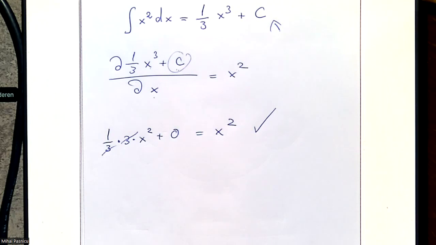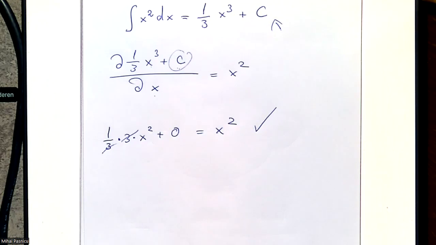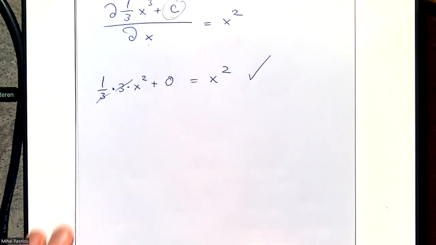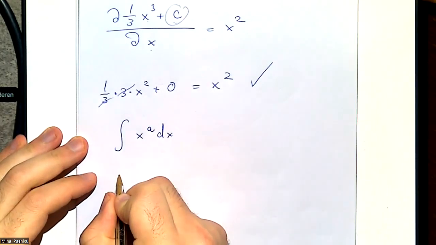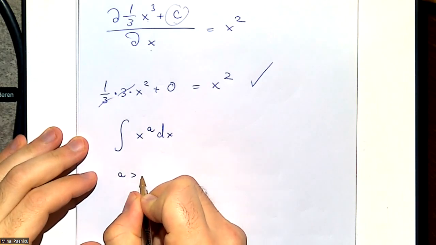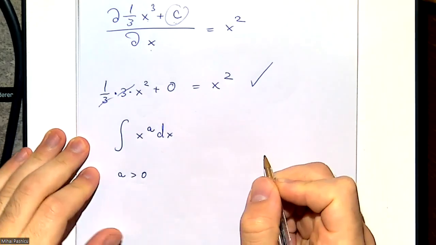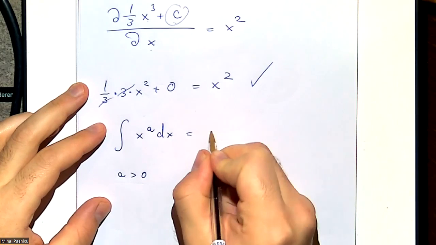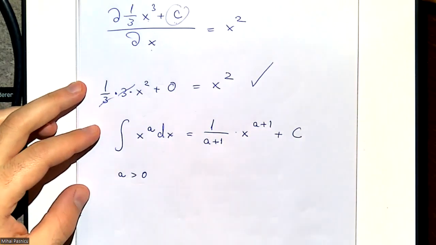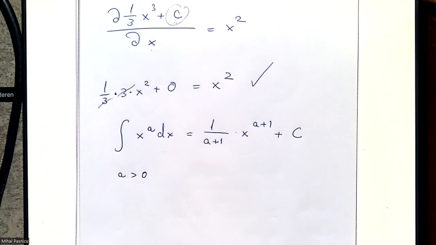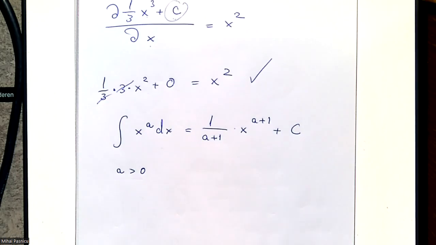Now, I think in your book, you have a different amount of definitions and theorems and whatnot. Some people work differently in the sense that some people can memorize, for example, the integral of x to the power of a dx, with a not equal to minus 1, is equal to 1 over a plus 1 times x to the a plus 1 plus a constant. Obviously, if you take the derivative of the right side, I'm going to get the left side. So some people can memorize this, some people can't.